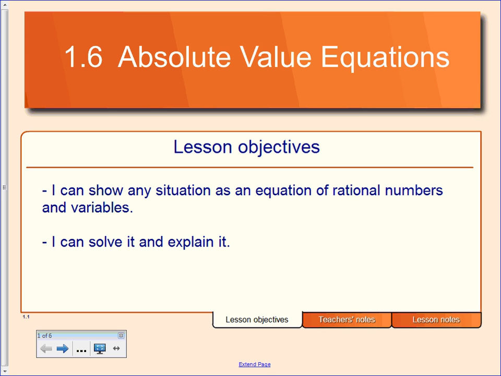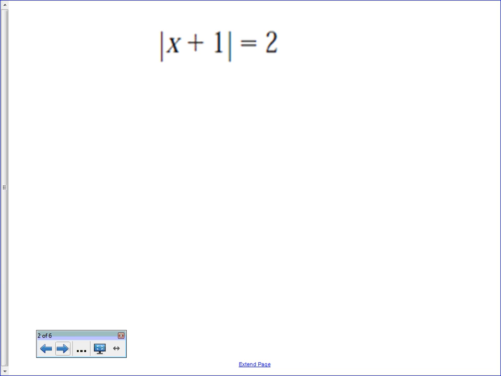Today we are going to work on lesson 1.6, absolute value equations. Our lesson objectives are being able to show any situation as an equation of rational numbers and variables, and being able to solve and explain it. You will notice with our first equation we have absolute value bars around x plus 1.